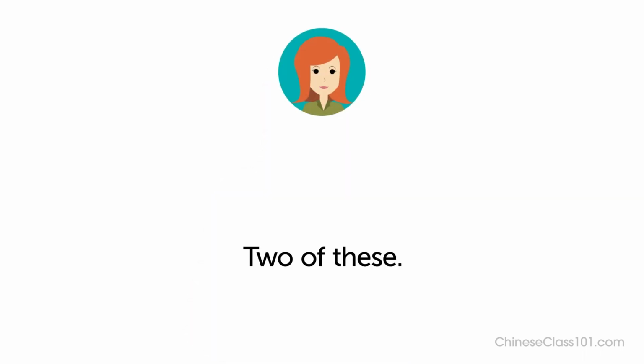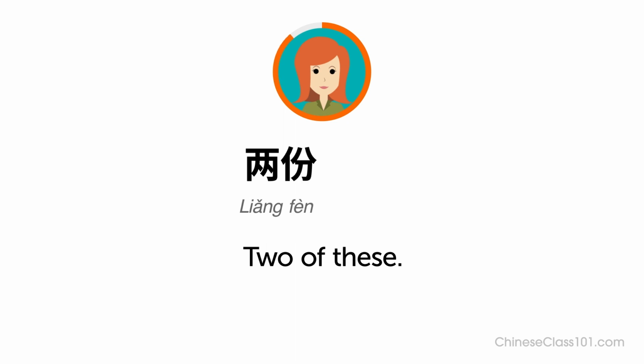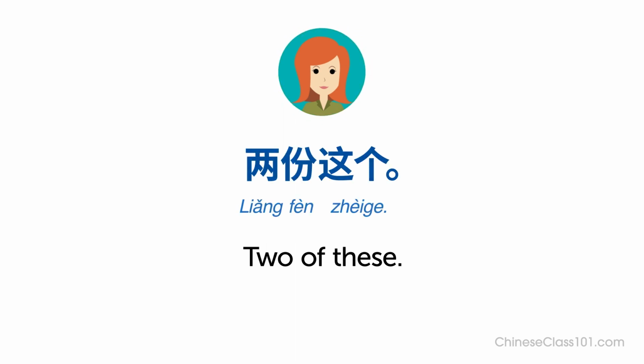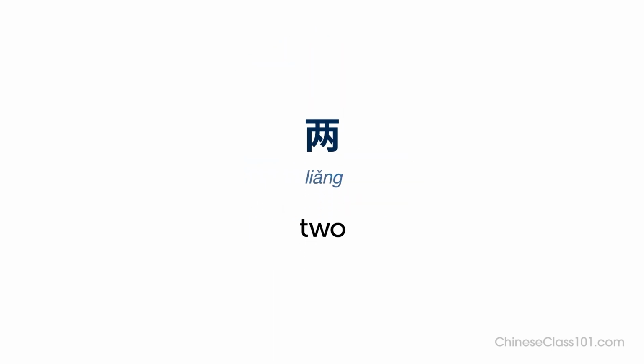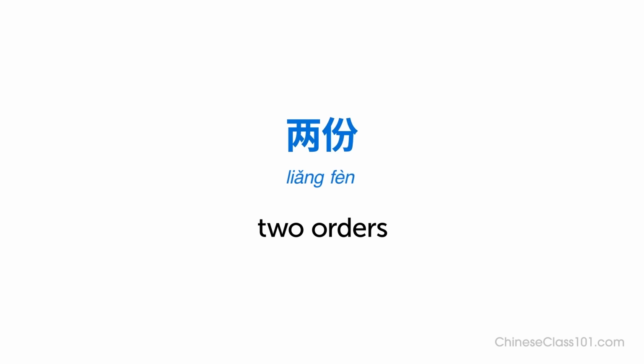您要什么? Let's take a closer look at the response. Do you remember how Karen says, two of these? First is 两, two. This way of saying the number two is used before a measure word. Next is 份, a measure word meaning serving or order. Together 两份. Two orders.